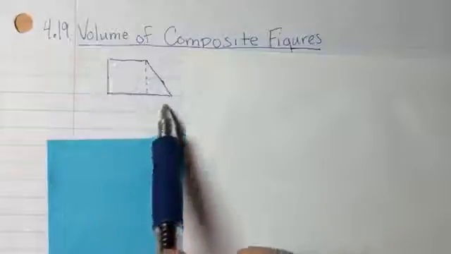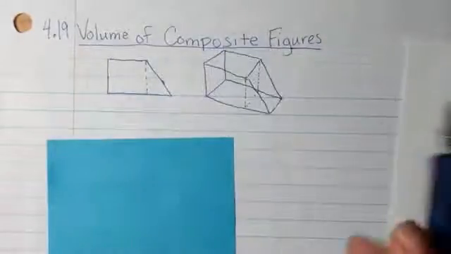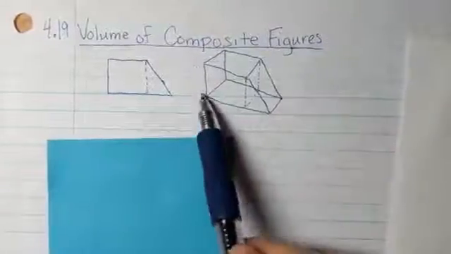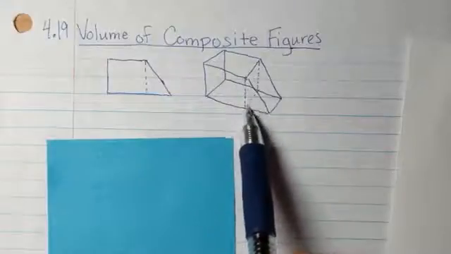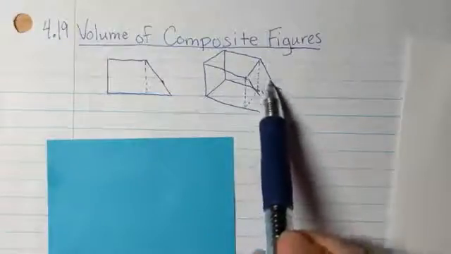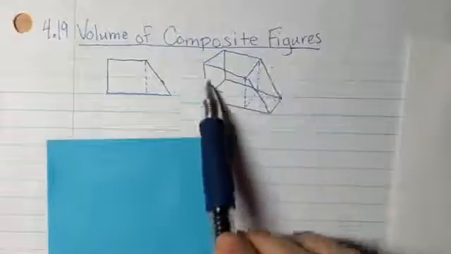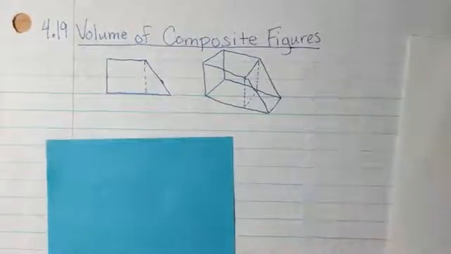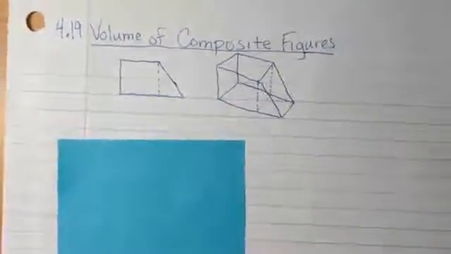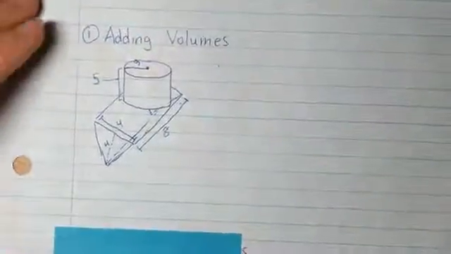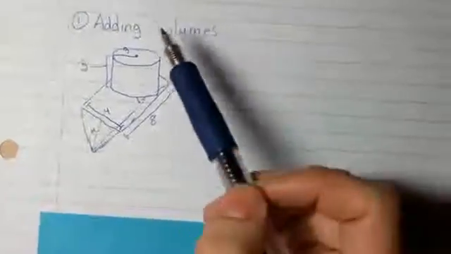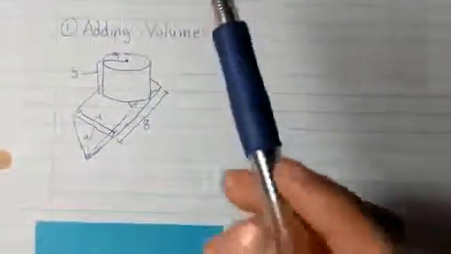And we've talked about 2D shapes before, but it's also true about 3D shapes. So we've got what looks like a cube and this triangular prism attached to make this 3D composite figure. Now, when we're finding volume of composite figures, there are two main ways that we do this. The first is by adding our volumes. So we'll just dive right into an example for both of these.